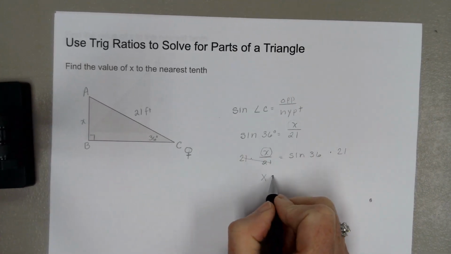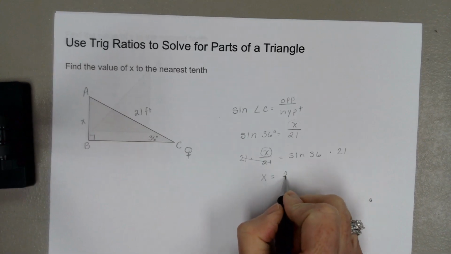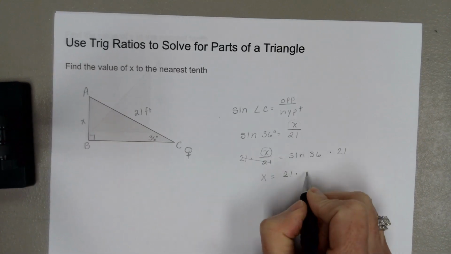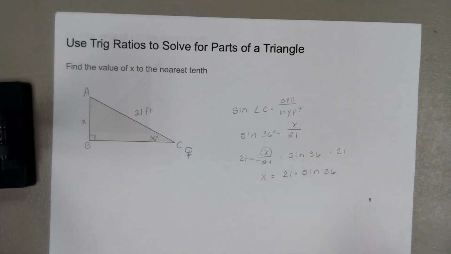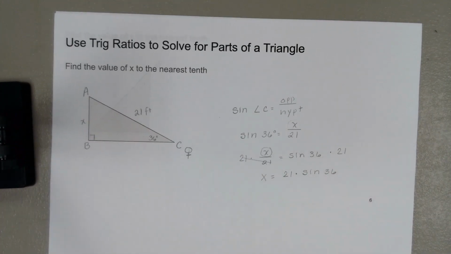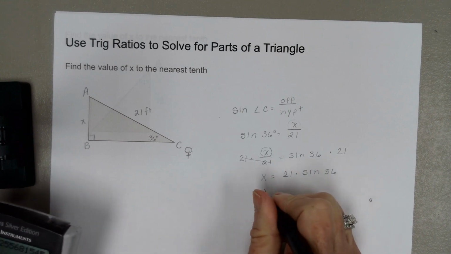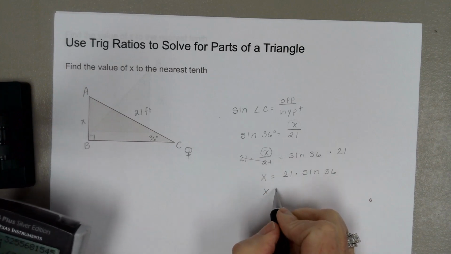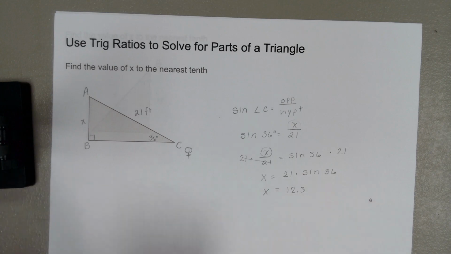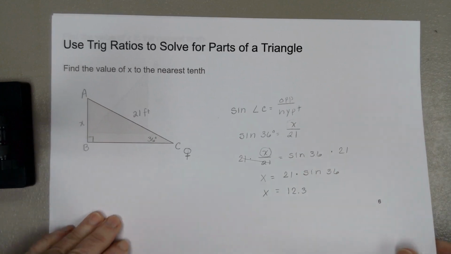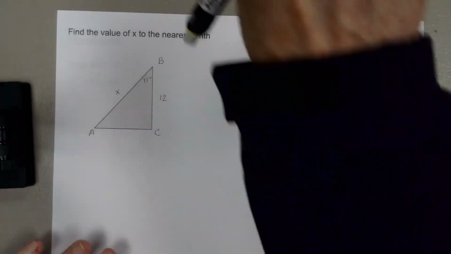And I'm going to get x is equal to, now if I put it in my calculator, I would put the 21 first times the sine of 36. Now you have to have a calculator to do this, so it's going to give me, and it says round to the nearest tenth, so it's 12.3. All right, let's do another one.